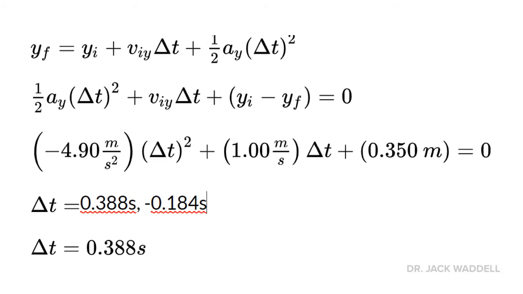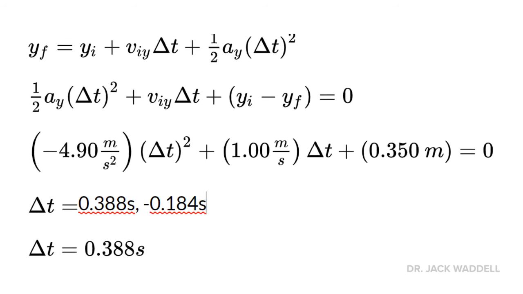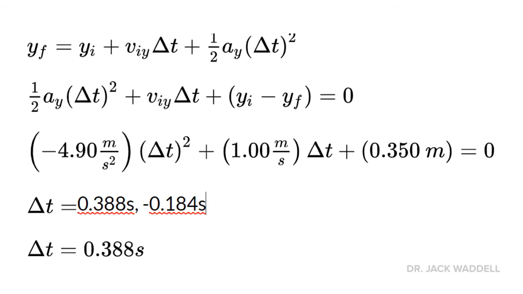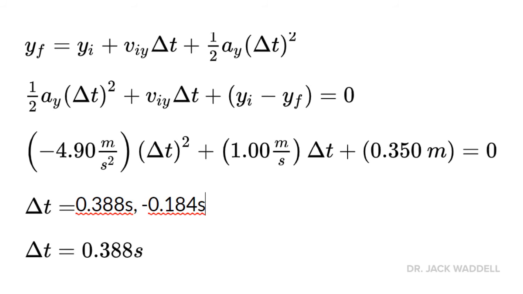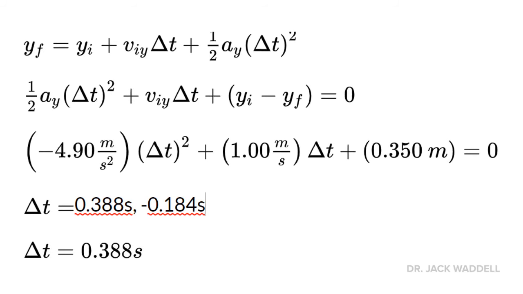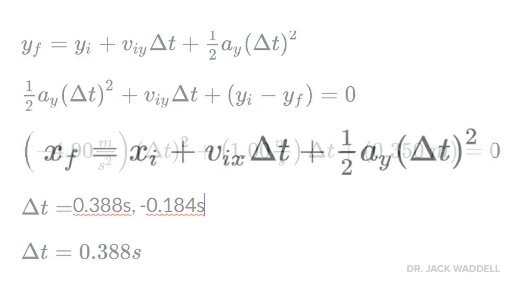Now we're just going to plug that into any quadratic solver, any polynomial root finder, and we get the roots 0.388 seconds and negative 0.84 seconds. The negative would be before the penguin even pooped, so delta t must be 0.388 seconds.